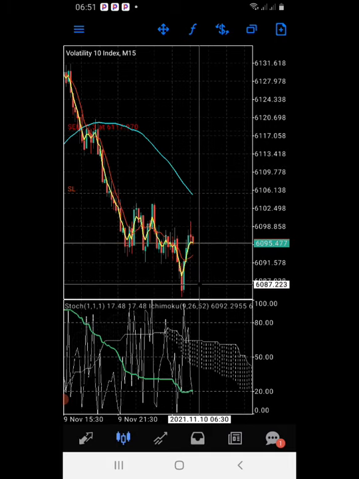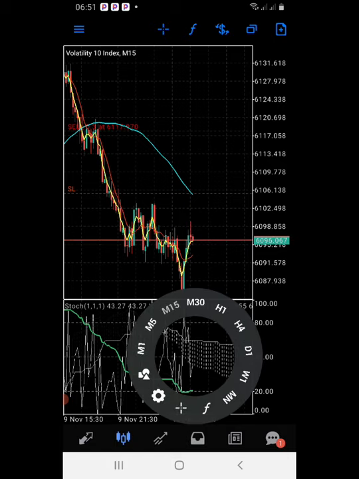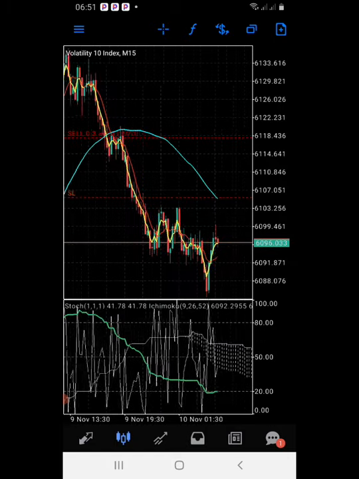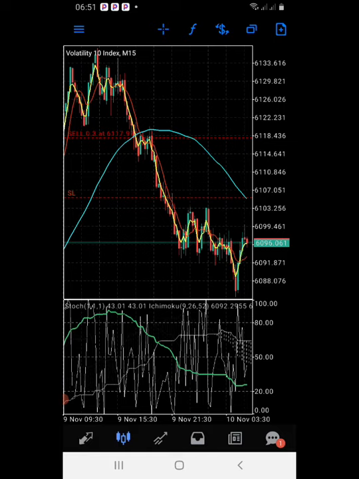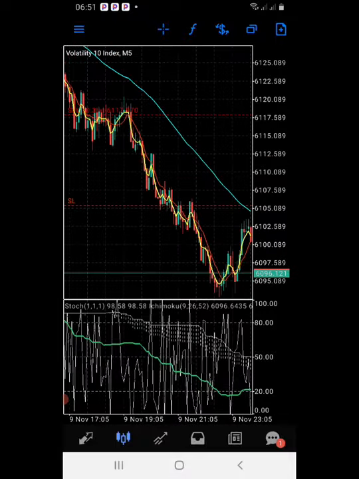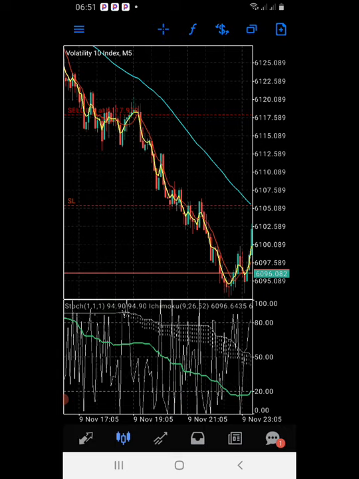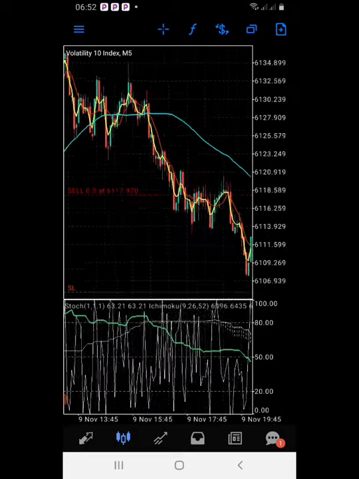So I'm keeping this trade. Why am I keeping this trade? Remember, guys, I told you that I entered this trade from the 15-minute time frame. So this strategy, you can use it for the 5 and 15-minute time frame only.